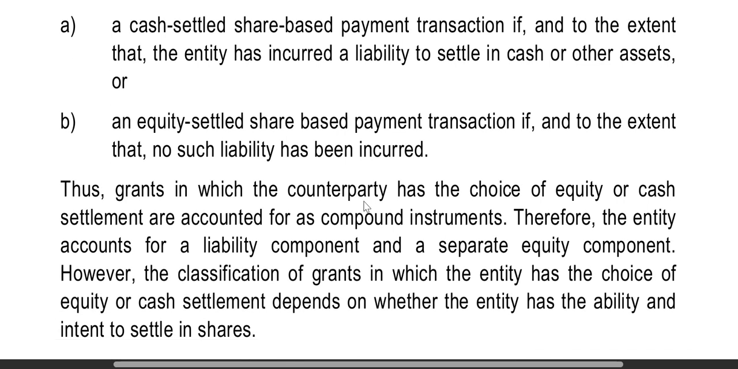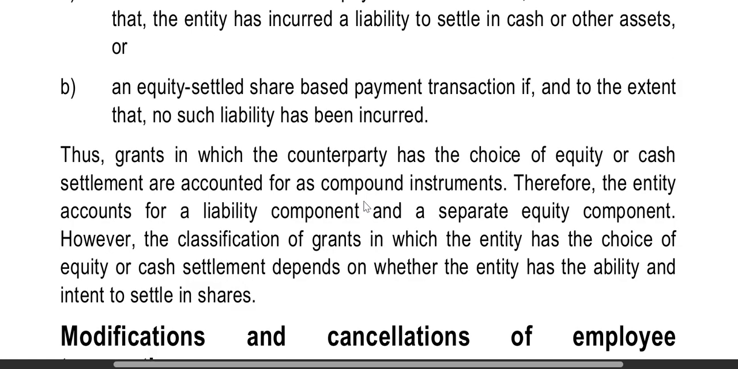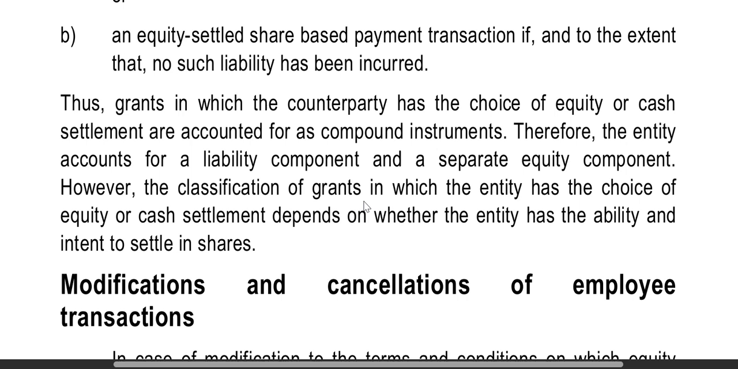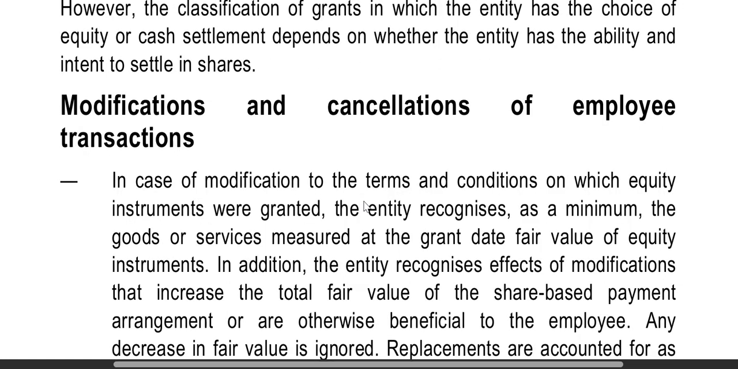Grants in which the counterparty has a choice of equity or cash settlement are accounted for as a compound instrument. Therefore, the entity accounts for a liability component and a separate equity component. However, the classification of grants in which the entity has a choice of equity or cash settlement depends on whether the entity has the ability and whether it has the intent to settle in shares.